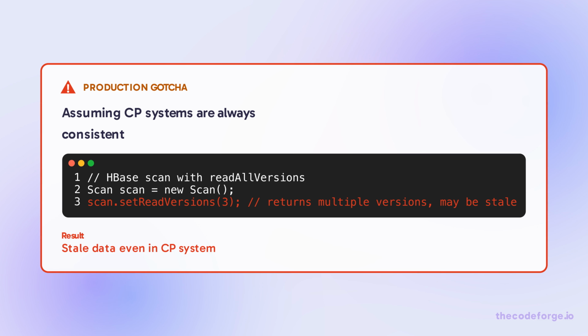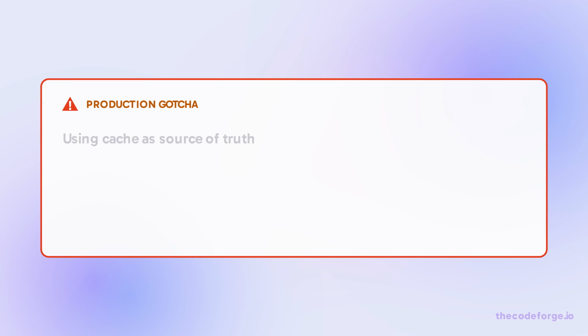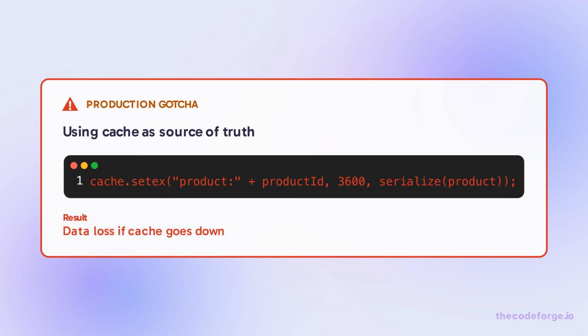Even HBase, a CP system, can return stale data if you use a non-linearizable read like a scan with read-all-versions. Always verify your client's consistency level. Don't use a cache as your source of truth for critical data. If the cache goes down, you lose data. Always have a fallback to a durable database.